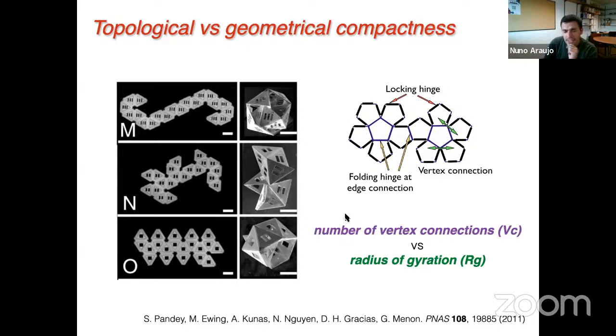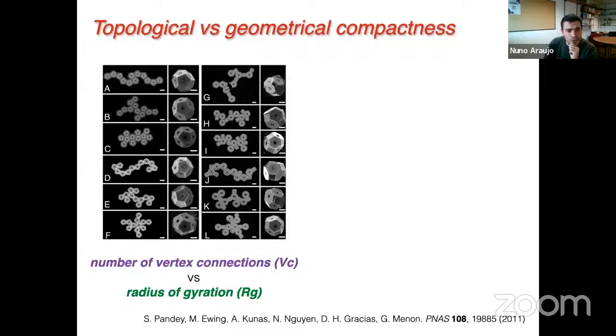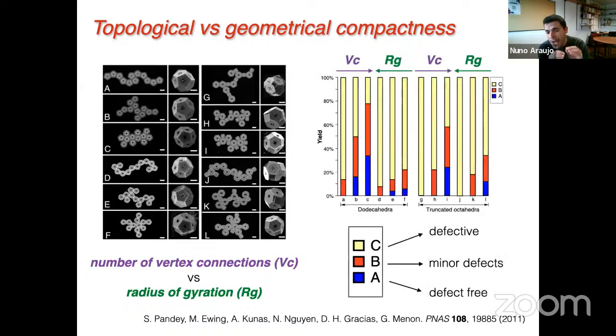And so they decided to compare these two different criteria. The way they do it is that for each three-dimensional shape, they take 6 different nets. 3 of them correspond to the lowest, the highest, and the intermediate value of the radius of gyration, and the other 3 to the maximum, the minimum, and the intermediate value of the number of vertex connections. For each one of them, they run 50 independent samples experimentally, and they classify the final folded configuration into 3 different groups. If the final folded configuration corresponds to the targeted structure, they classify it as A, corresponding to a defect-free folded configuration.